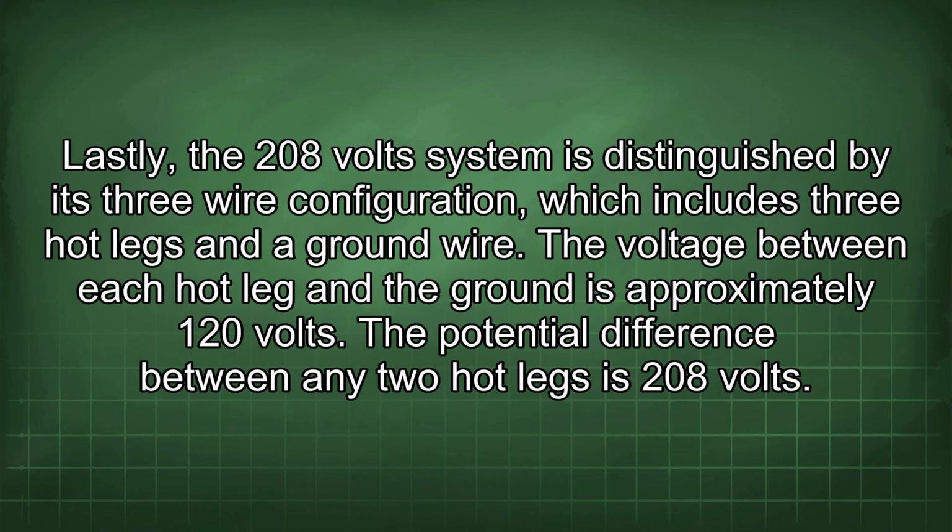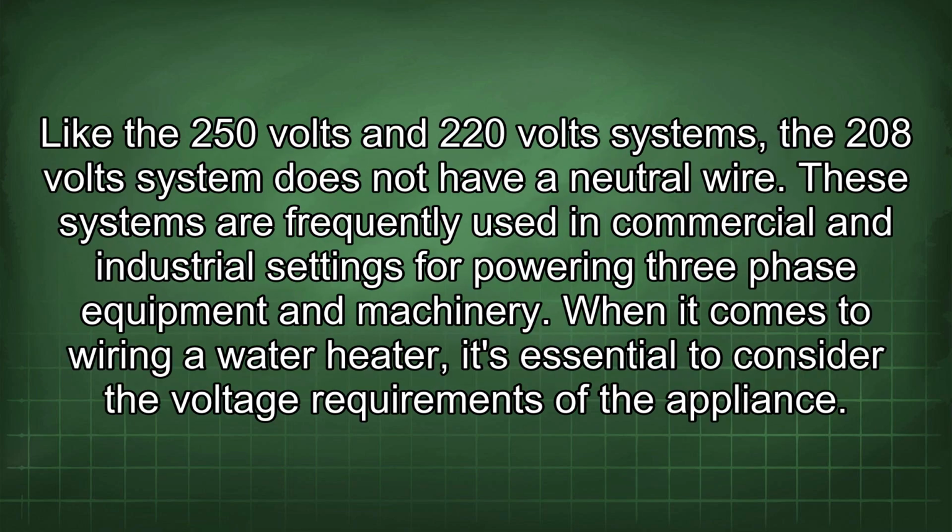loads. Lastly, the 208 volt system is distinguished by its 3-wire configuration, which includes 3 hot legs and a ground wire. The voltage between each hot leg and the ground is approximately 120 volts. The potential difference between any 2 hot legs is 208 volts. Like the 250 volts and 220 volt systems, the 208 volt system does not have a neutral wire. These systems are frequently used in commercial and industrial settings for powering 3-phase equipment and machinery.